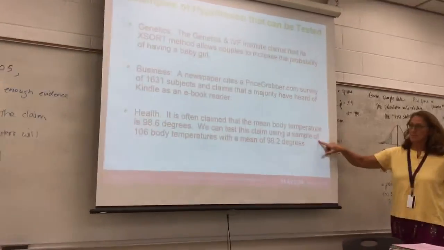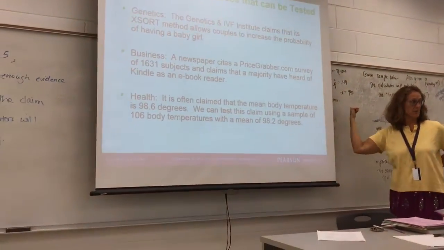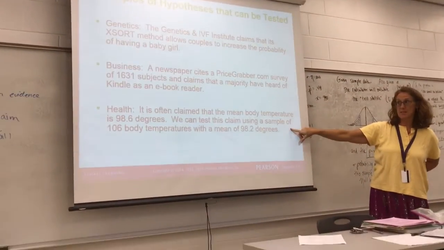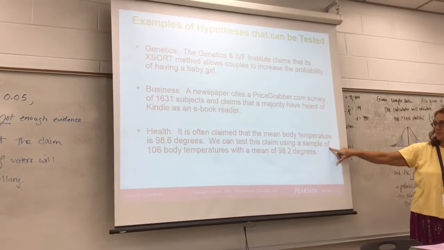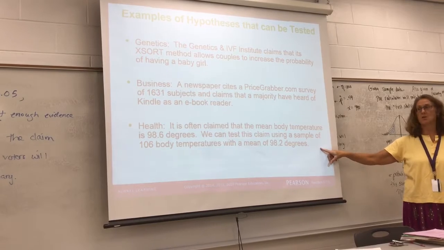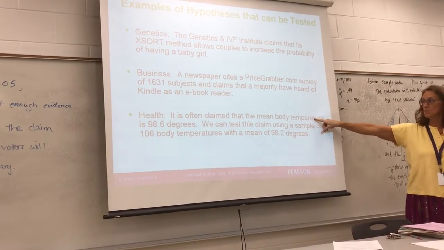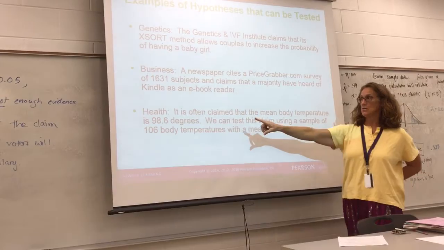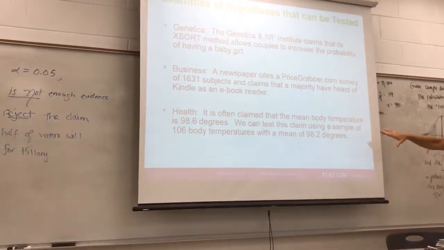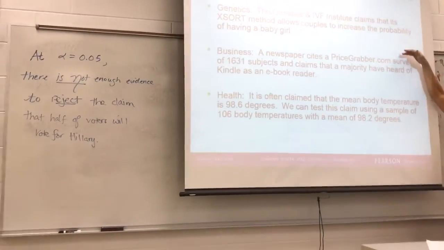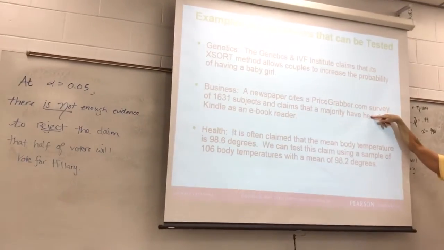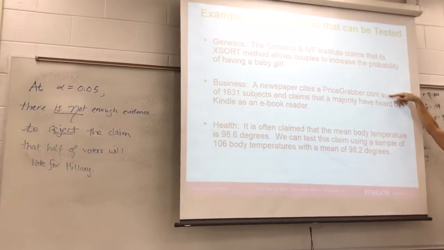Alright, and then here's one about a mean. So these two are about proportions, very similar to what we were doing here. This one: it's often claimed that the mean body temperature is 98.6 degrees. We can test this claim using a sample of 106 body temperatures with a mean of 98.2 degrees. So this is the claim that mu is equal to 98.6. So that would be another null hypothesis. These two would be alternate hypotheses because they are both that p is greater than 0.5. So those would be alternate hypothesis types of claims.